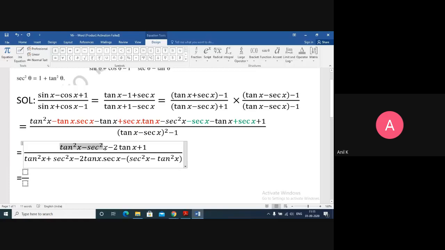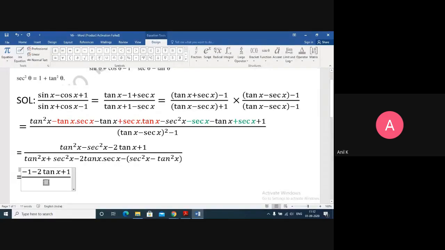Now here I have tan square minus sec square x. I know the formula is sec square x minus tan square x is 1. But here you have tan square x minus sec square x, which will be minus 1 because the minus sign is different, right? Our actual formula is sec square x minus tan square x is 1. But here I have tan square x minus sec square x. So there is a difference of minus sign. So I'll get minus 1 minus 2 tan x. Then I'll have plus 1 upon the denominator.